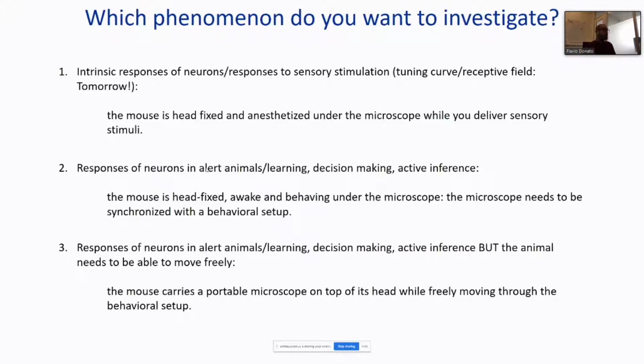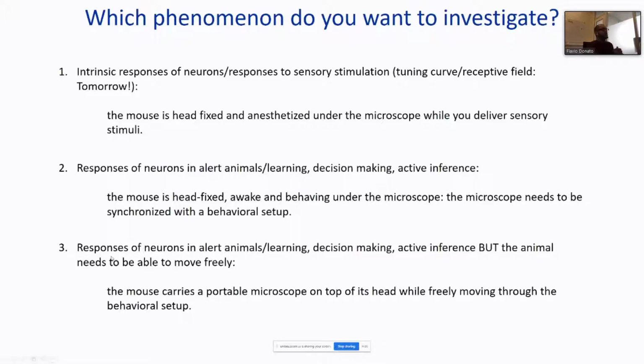If you want to record the response of neurons in alert animals that are learning, making decisions, or predicting what is going to happen in their future, you need a mouse that is head fixed under the microscope, but it is also awake and behaving. And we are going to see in the next slides how you can actually achieve that. In that case, you need to add the complication that you need to synchronize the trace of your cell activity to the trace of the mouse behavior. And this is something that we're going to go through tomorrow. So I'm just going to leave it for tomorrow.